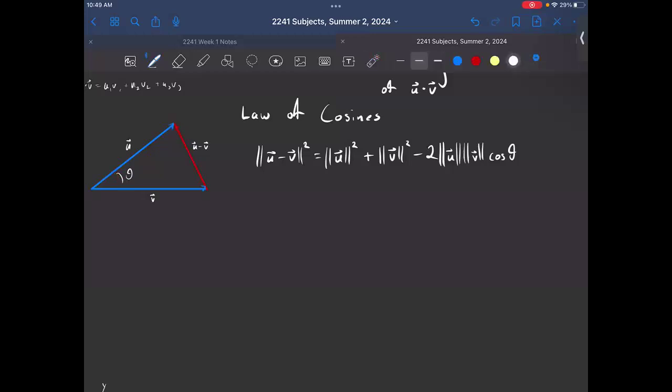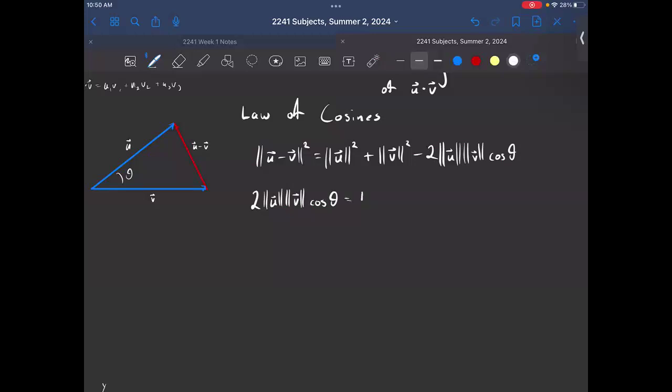Okay, so now we have this equation, and what do we do? Well, let's rearrange some stuff. So what I want to do here is bring this term over to the other side and this term over to the right side. Swap those two. And what do we get? 2 norm u norm v cosine of theta. And you can probably already see that this is what we're going to get at the end. That's what we want.